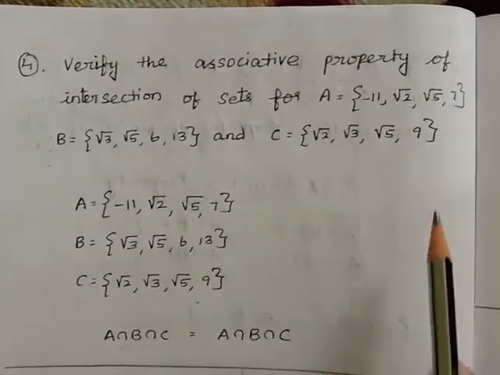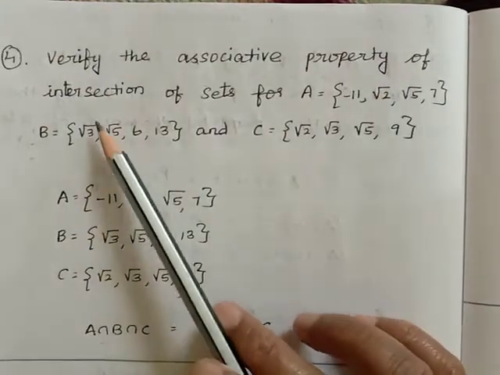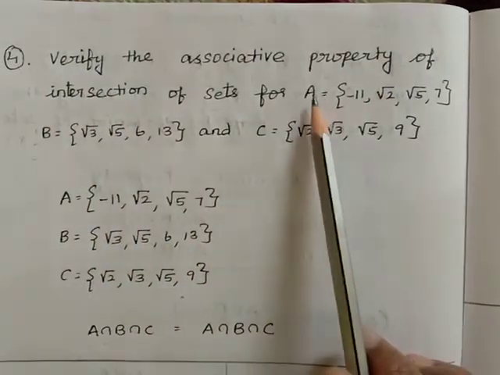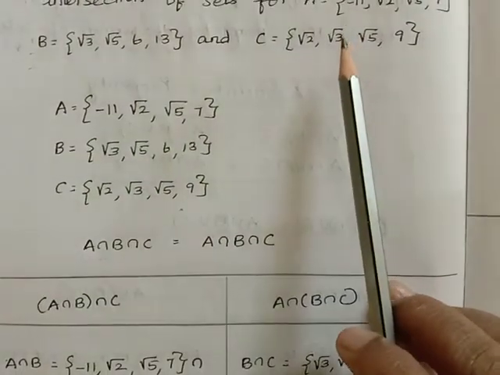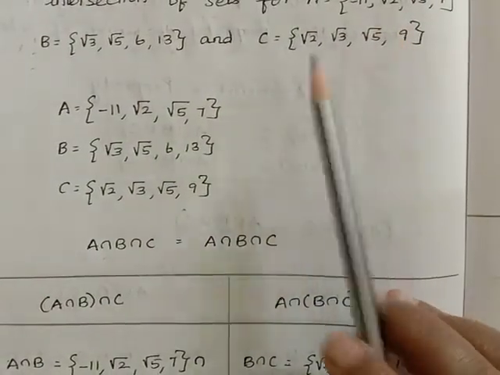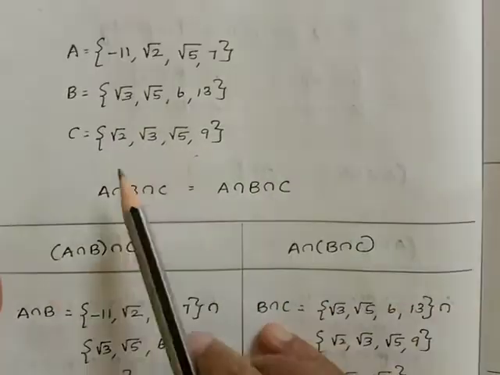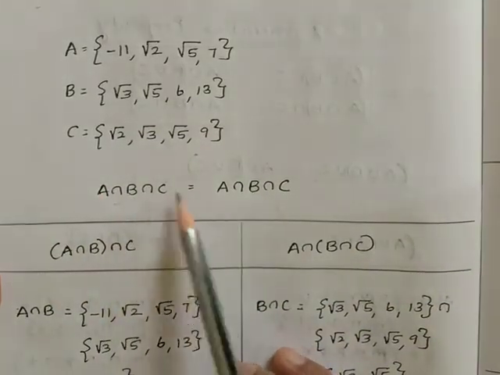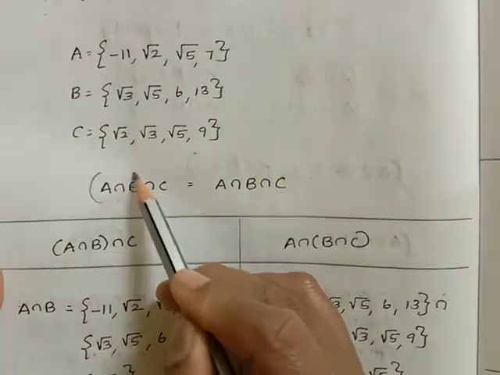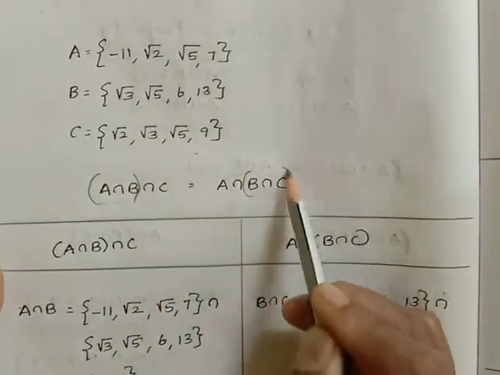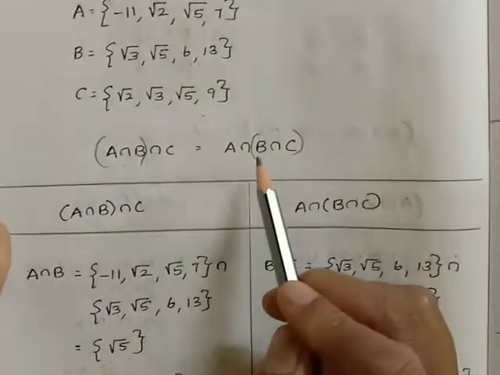Fourth question: verify the associative property of intersection of sets. The values of A, B and C are given. They asked us to verify the associative property for intersection. So the formula is (A intersection B) intersection C is equal to A intersection (B intersection C). First two elements, last two elements. This is for your understanding. I am teaching you like this.